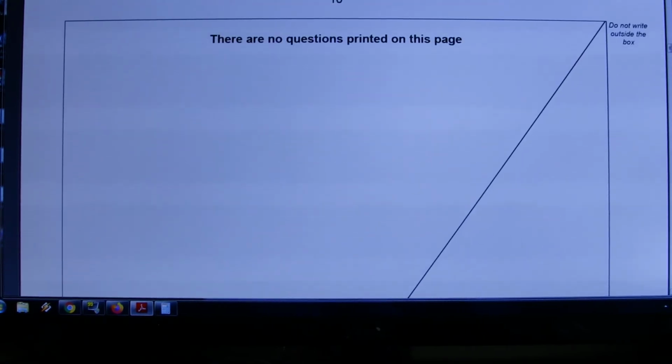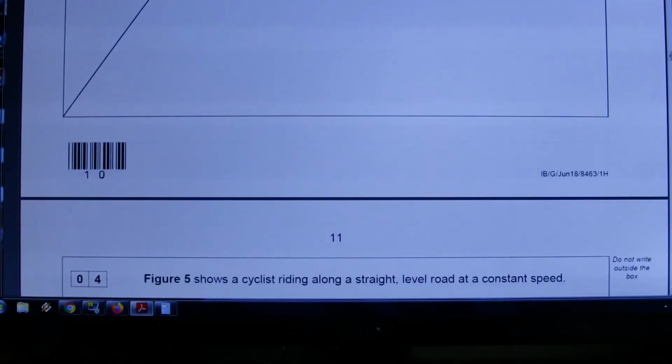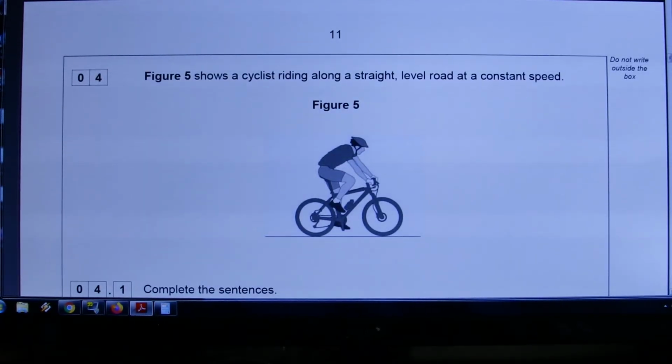Next page. There are no questions printed on this page. Do not write on this page. Are we done? No, we're not done. Cyclist riding along a straight, level road at a constant speed. Straight and level, not flat.